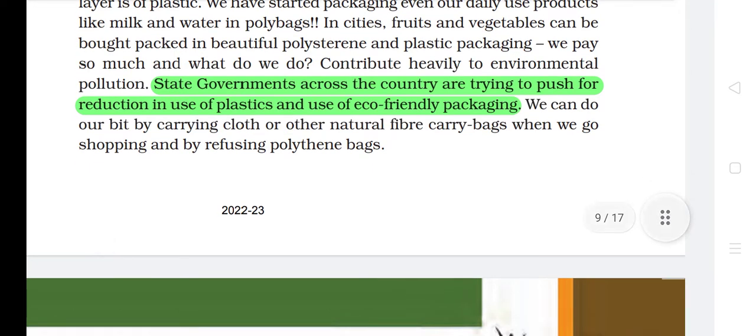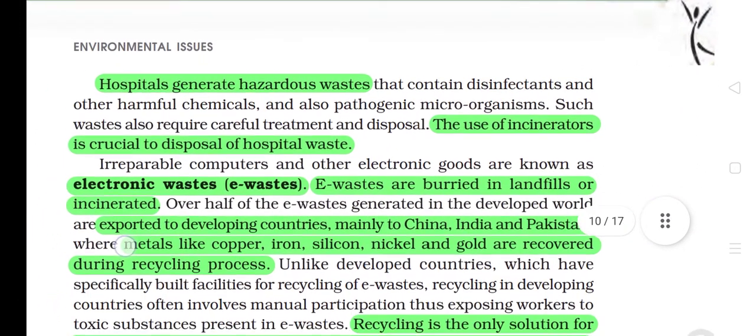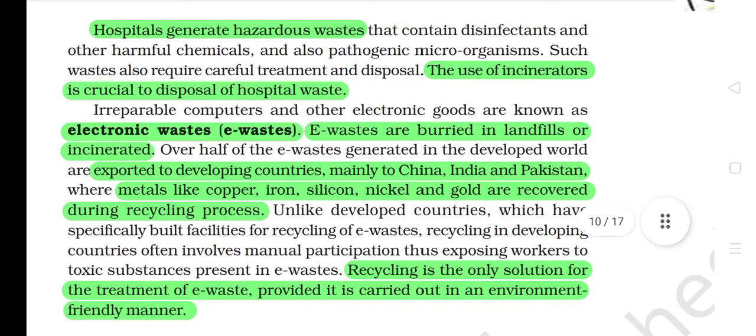State governments across the country are trying to push for reduction in use of plastics and use of eco-friendly packaging. We can do our bit by carrying cloth or other natural fiber carry bags when we go shopping and by refusing polythene bags. Hospitals generate hazardous waste that contains disinfectants and other harmful chemicals and also pathogenic microorganisms. Such waste also requires careful treatment and disposal. The use of incinerators is crucial to disposal of hospital waste.